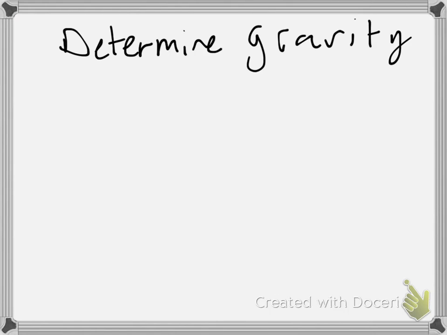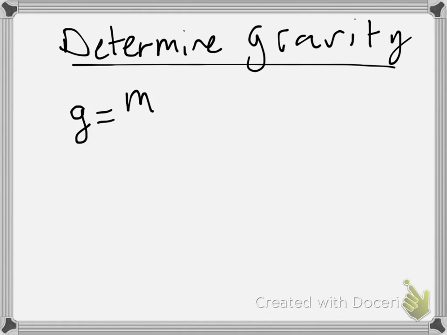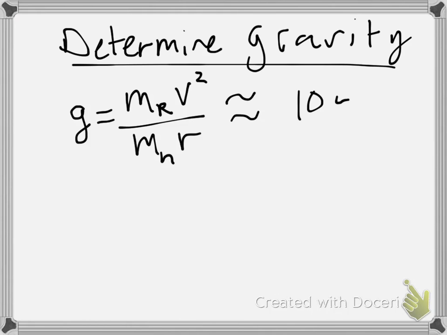So, determine gravity, right? Obviously, your whole perspective is that you're supposed to use that equation, with the rubber stopper: V squared over the hanging mass times R. This equation was supposed to get you something close, approximately 10 meters per second squared. That's the idea.